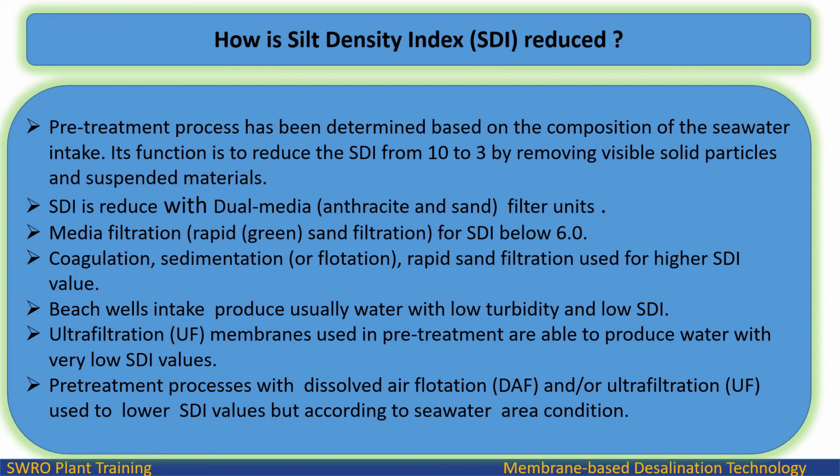Media filtration, rapid green sand filtration, is used for SDI below 6.0. Coagulation, sedimentation, or flotation with rapid sand filtration is used for higher SDI values. Beach well intakes usually produce water with low turbidity and low SDI. Ultrafiltration, UF, membranes used in pre-treatment are able to produce water with very low SDI values.